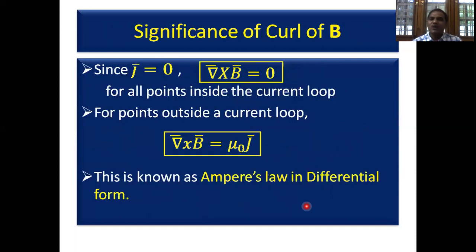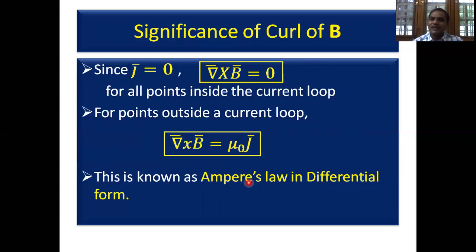Okay. What is the significance of the curl of b? Since j bar equals 0 for all points inside the current loop, then del bar cross b bar equals mu naught into 0. You will get del bar cross b bar equal to 0. So for a point inside the current loop, the curl of b bar is always equal to 0. For the points outside a current loop, this formula is applicable. There exists curl del bar cross b bar equal to mu naught into j bar. This is also known as Ampere's law in differential form.